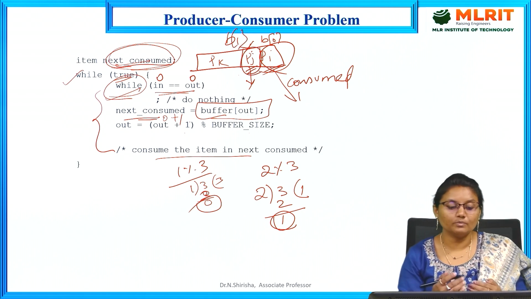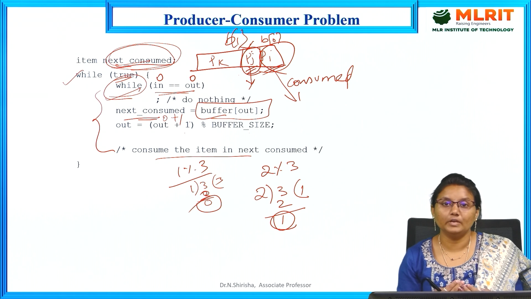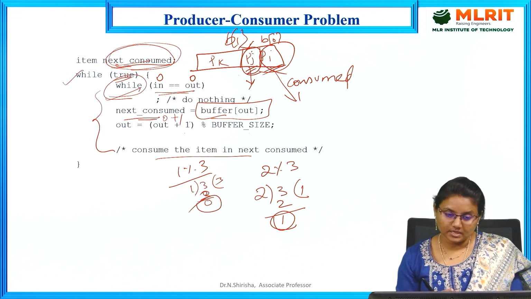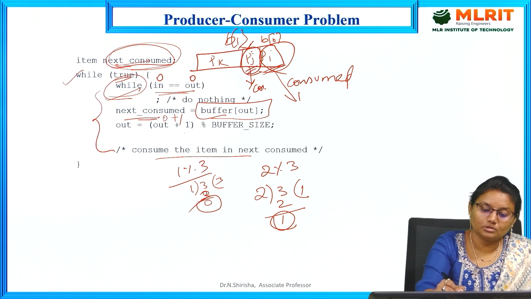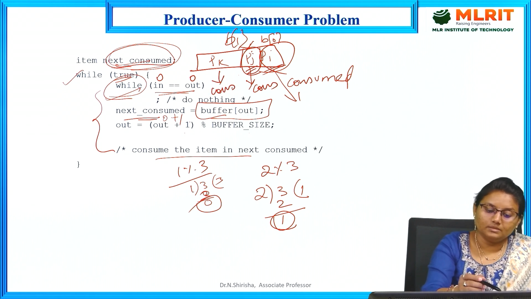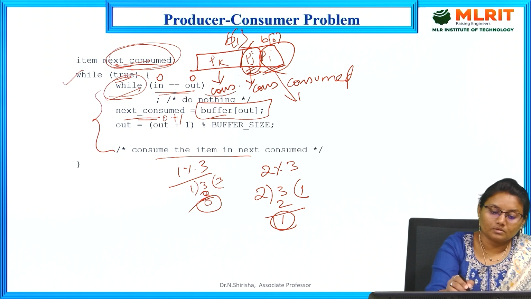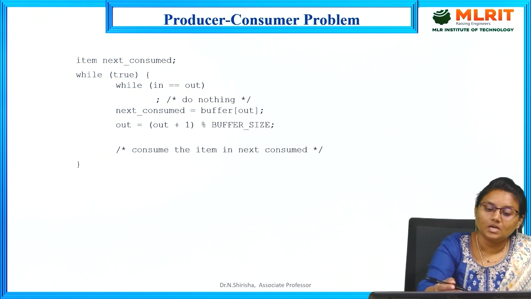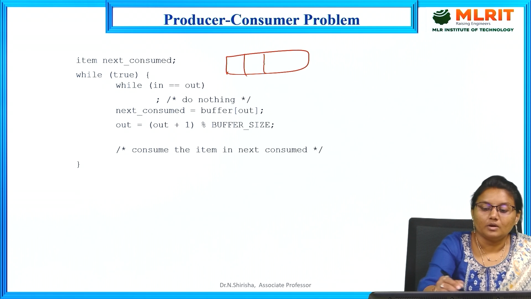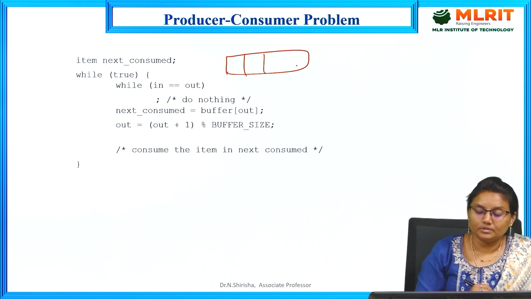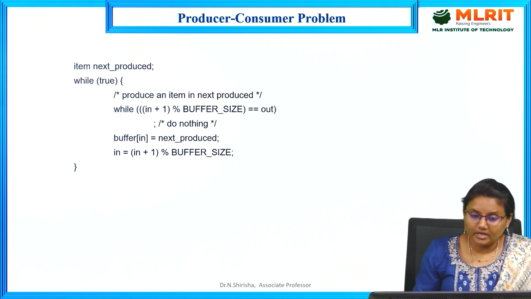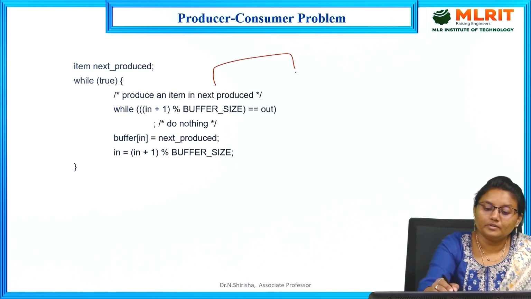In that way all the items in the buffer will get consumed. Once the consumer has consumed all of them, this is also consumed, next this will be consumed, and now if all 3 are consumed, the buffer will become empty. Do you have any item to produce or consume here? No. When there is nothing to consume, you come back here. Now your buffer is again empty.